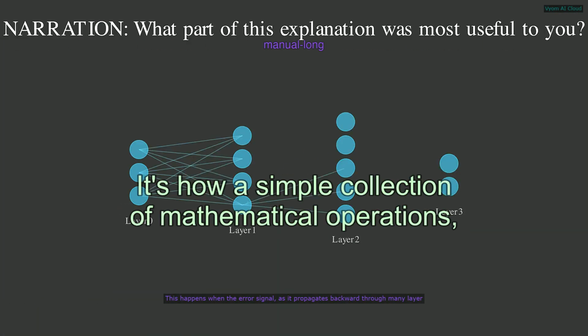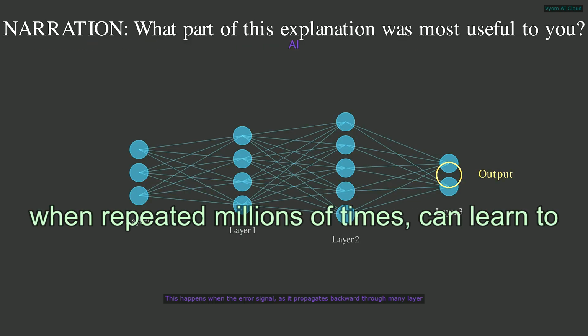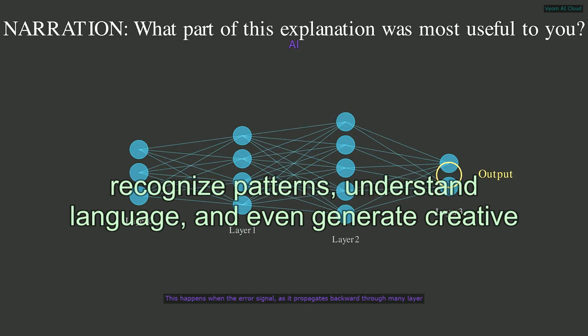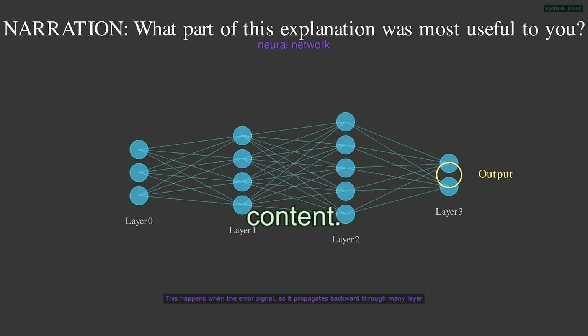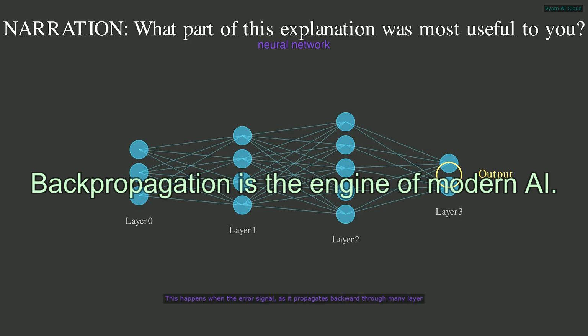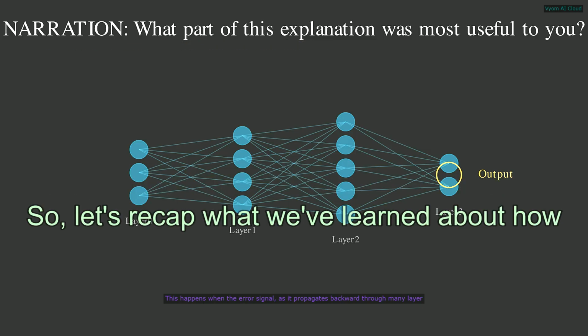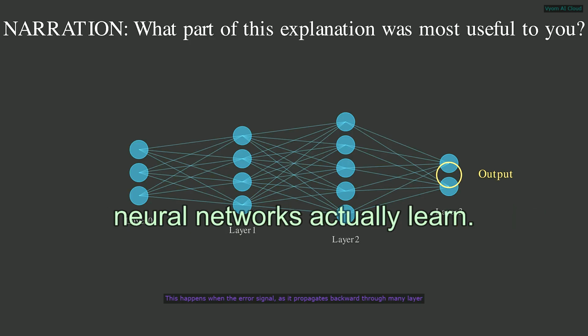It's how a simple collection of mathematical operations, when repeated millions of times, can learn to recognize patterns, understand language, and even generate creative content. Backpropagation is the engine of modern AI. So, let's recap what we've learned about how neural networks actually learn.